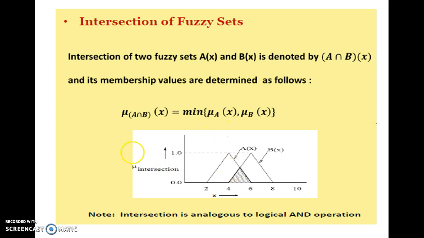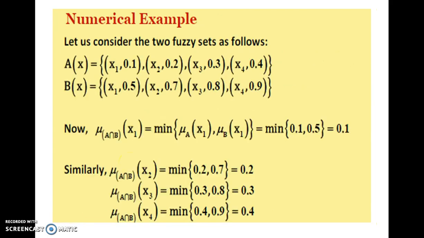So we have to find the common part between the two given fuzzy sets, which is nothing but the intersection. For example, these two fuzzy sets A and B are given with their data members. The same data members are required for x1, x2, x3, x4. In both A of x and B of x, these four data member values are present, along with their membership function values.